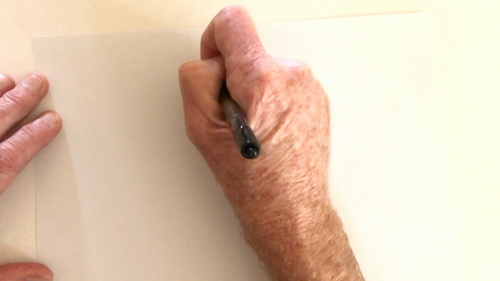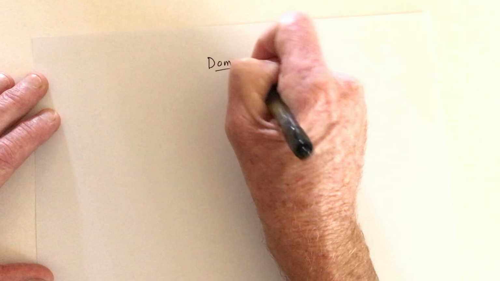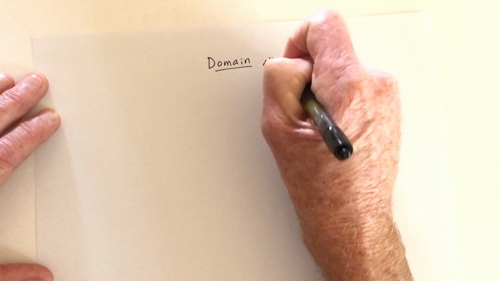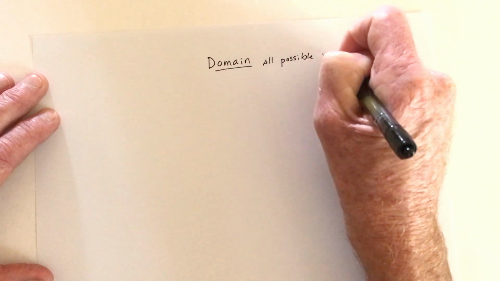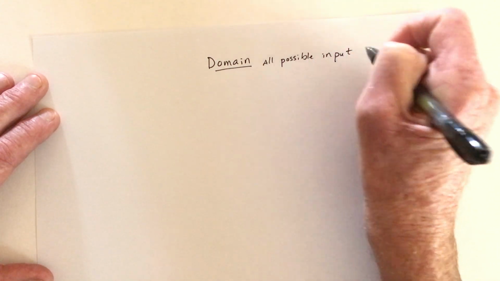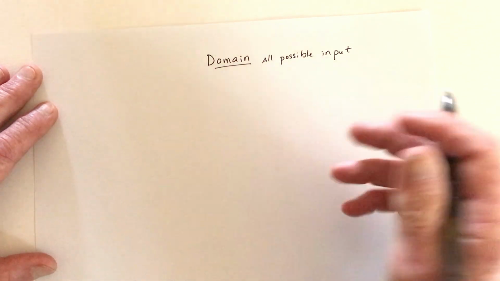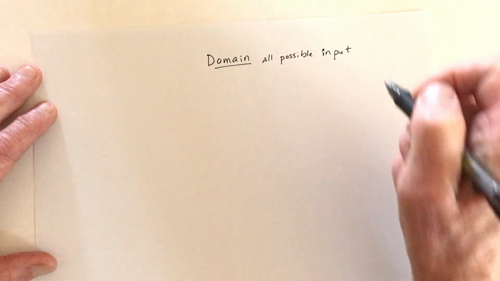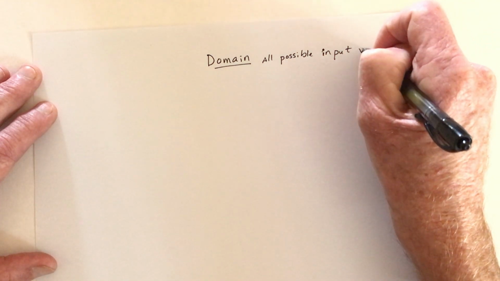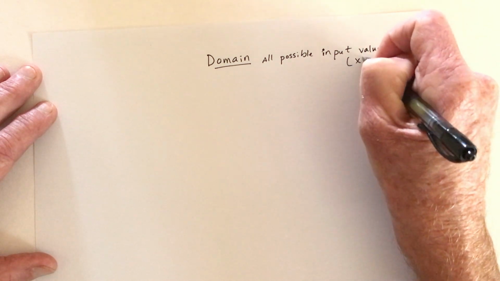The next idea is the domain of a function. And that means, what are the possible x's? And right there, I just said the input values because who knows, maybe they're not using x for their variable, maybe they're using t. So all possible input values. And most of the time, that's x's.